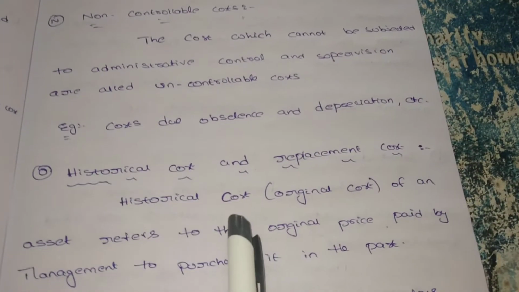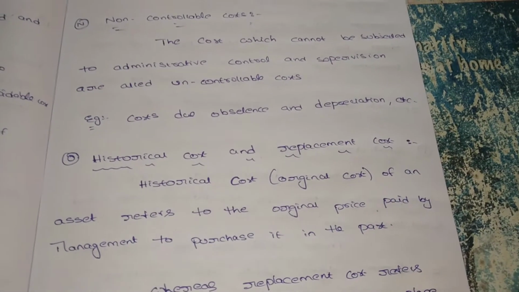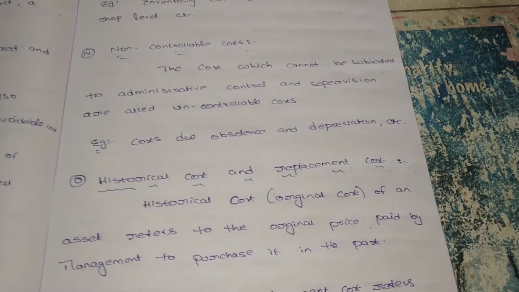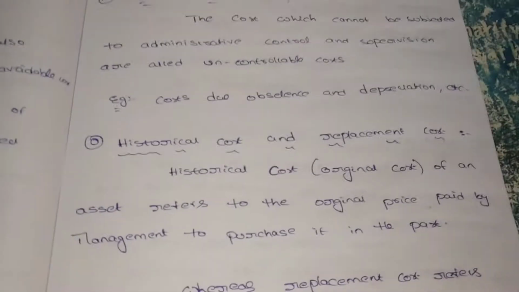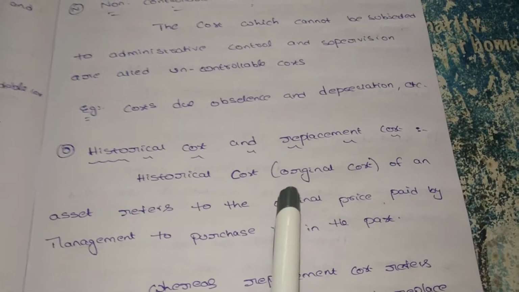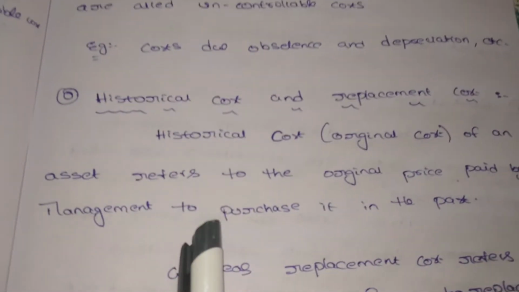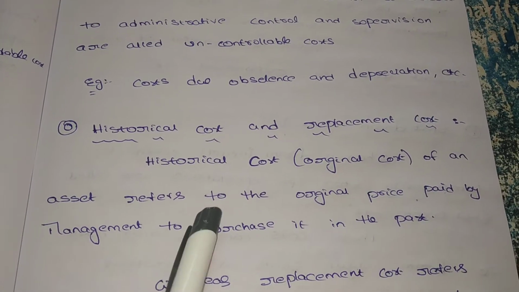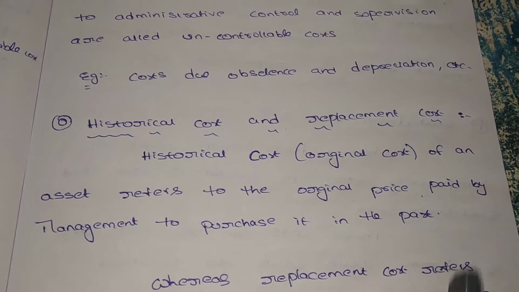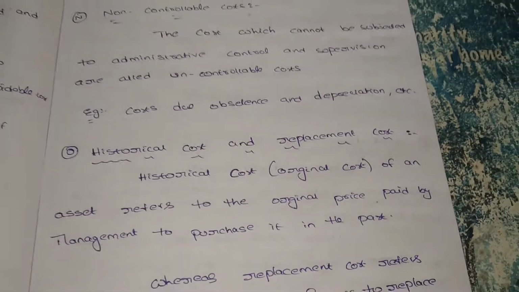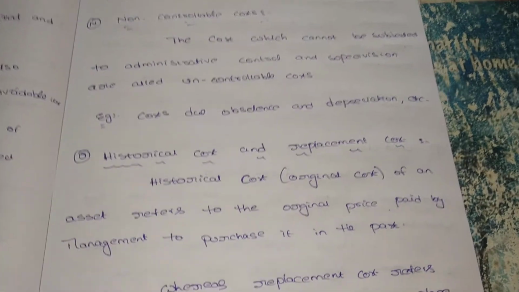Let's see here. Historical cost is the original cost of an asset. Historical cost means original cost. At the time of purchasing anything, what we have to spend for purchasing a particular thing, we can say is the historical cost. The other name of historical cost is the original cost of an asset. It refers to the original price paid by the management to purchase it in the past. So as I already explained, in 2019 I purchased a land, its cost is 1 crore. So the historical cost of the land is 1 crore.